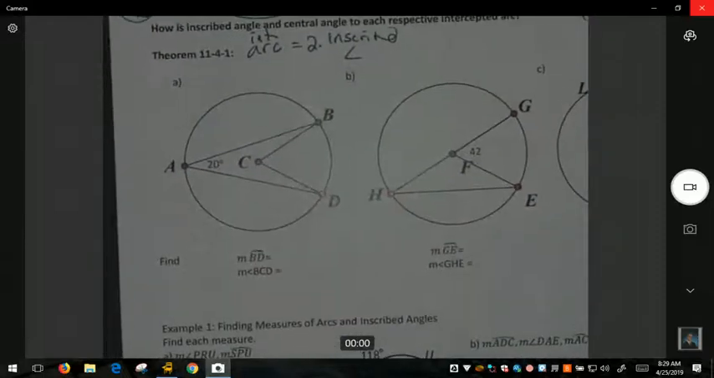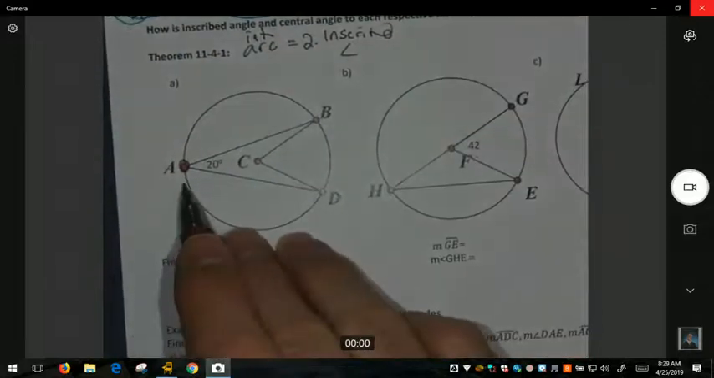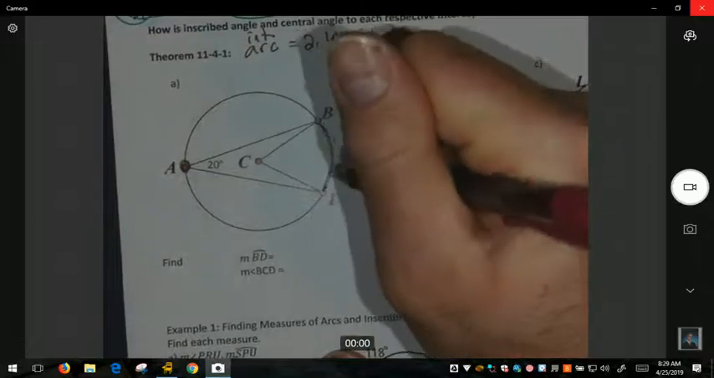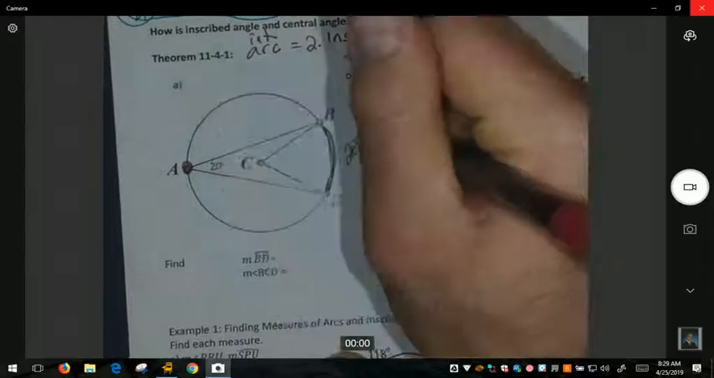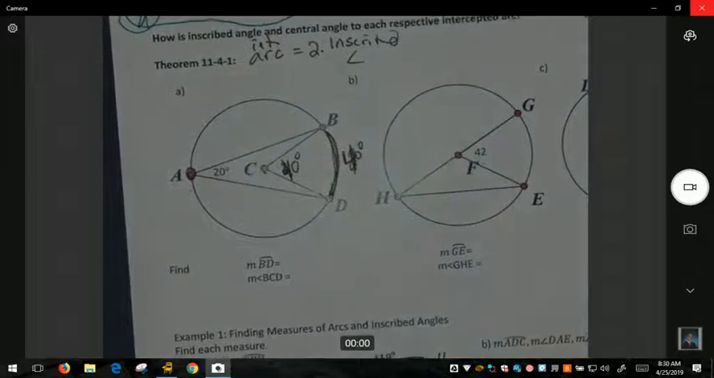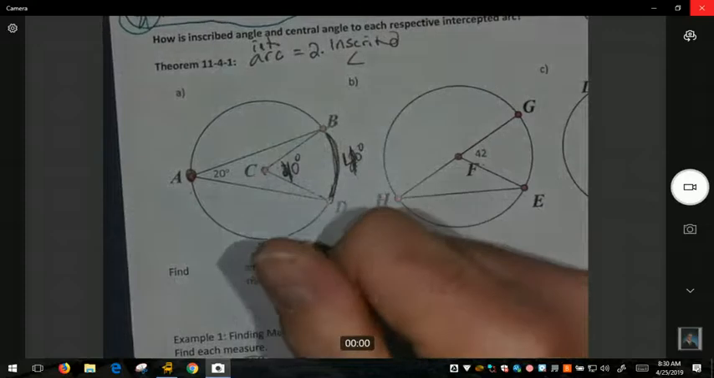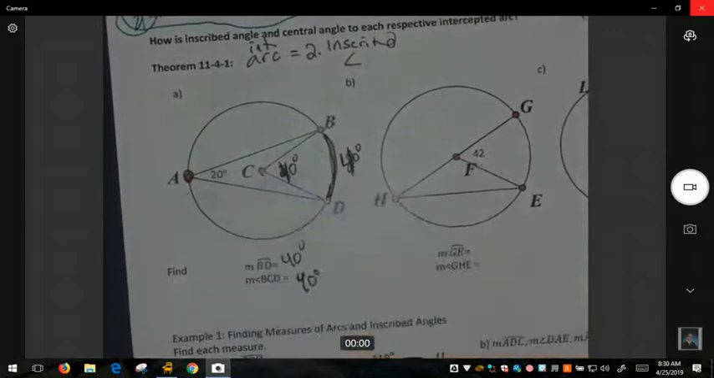Let's take a look at example A. The inscribed angle is 20 degrees. So the arc BD should be double that, not 20, 40 degrees, and so too should the central angle BCD, because they should be double the inscribed angle. So BD, the arc, is 40 degrees, the measure. BCD, the central angle, is also 40 degrees.